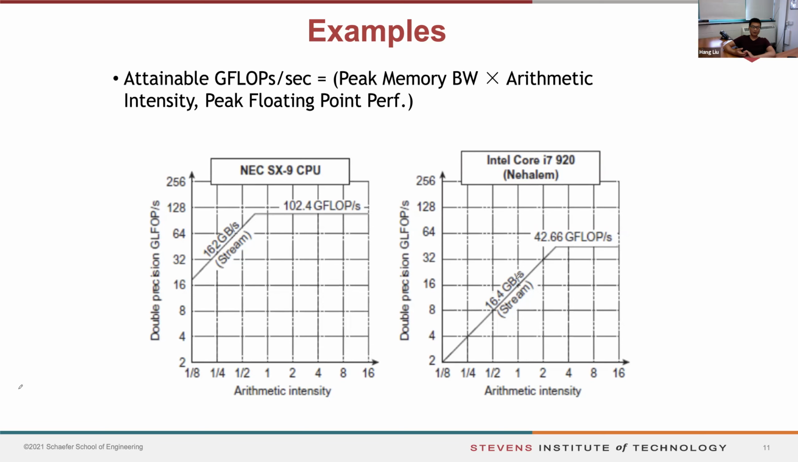The attainable GFLOPs per second equals the minimum of the peak memory bandwidth multiplied by arithmetic intensity, versus the peak floating point performance. So basically it says whether it's computation intensive or memory intensive. If it is memory intensive, then it would be this one that bounds the peak performance. If it's computation intensive, it will be this one that measures the performance, right?